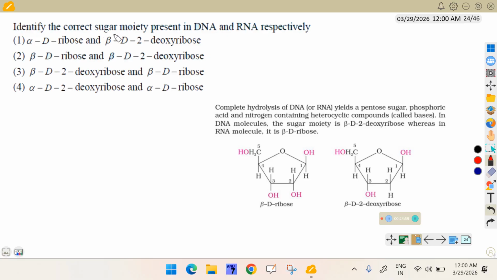Identify the correct sugar moiety present in DNA and RNA.